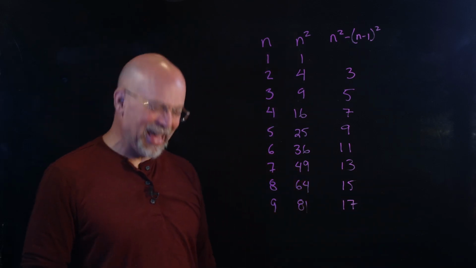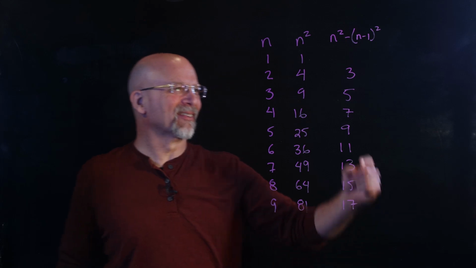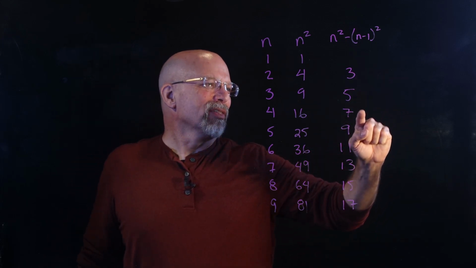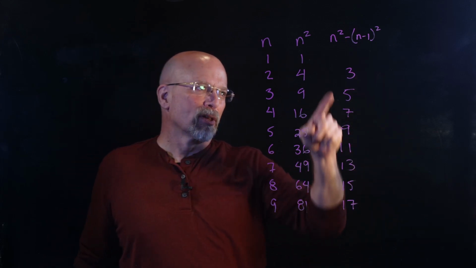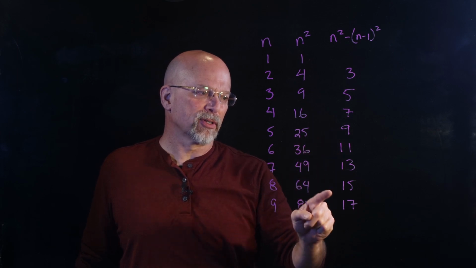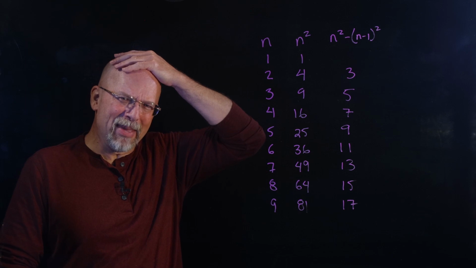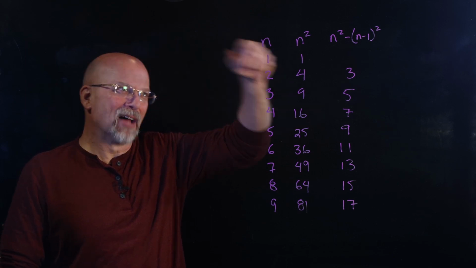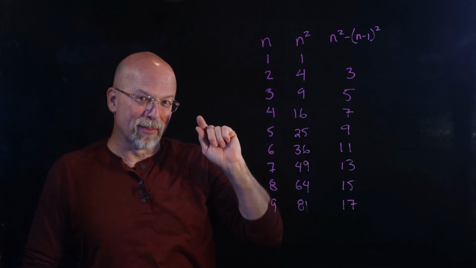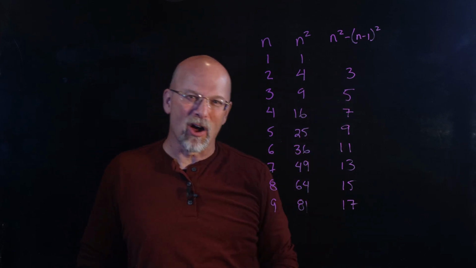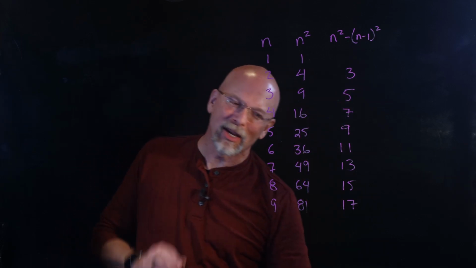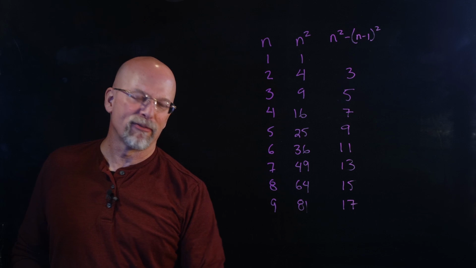Notice anything? Yeah, we kind of noticed something, right? These are the odd integers. 3, 5, 7, 9, 11, 13, 15, 17. Wow. That means that we could actually figure out what the square of something is by adding all the odd integers. Let me go ahead and try and write that in a formula.